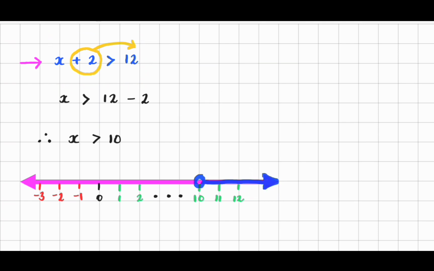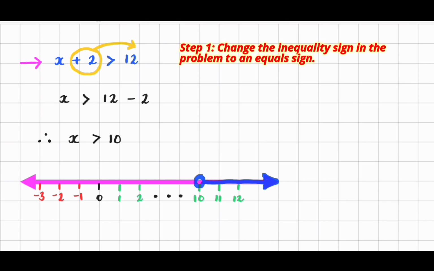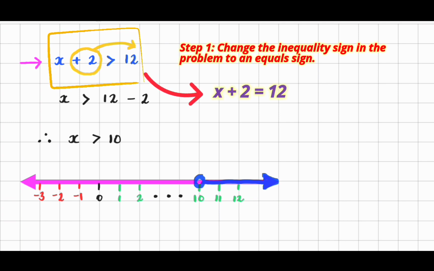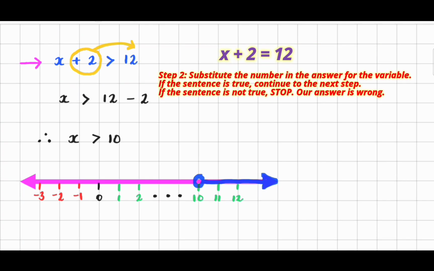We can check whether we solved an inequality correctly by following these simple steps. First, change the inequality into an equation. x plus 2 greater than 12 becomes x plus 2 equals 12. Step 2. Substitute the answer for the variable x. Here, our answer is 10. So substitute the value 10 for x. We get 10 plus 2 equals 12. This is a true sentence.